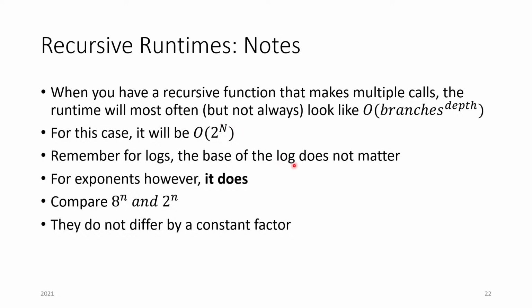So for logarithms, the base of the log does not matter, but for exponents, the base does matter. That's why I just want to explain that. Compare 2 to the n, 3 to the n, or 4 to the n: they do not differ by a constant factor. So the base of powers does matter a lot when you specify your order. For logarithms, you can just use a standard log, that's perfectly fine, because you're just going to define some constant factor.